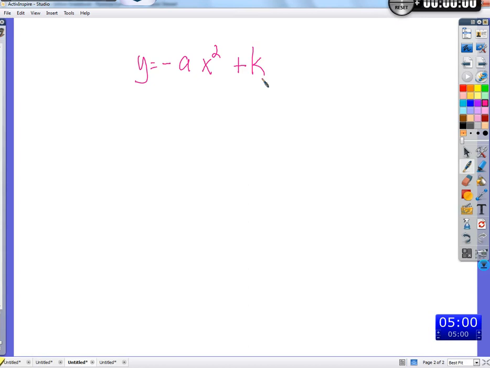That letter seems a little strange to use, but it's just how it is. It's how it is for now. Right. So what is adding something on after you square? What does that do to the graph? Up and down.